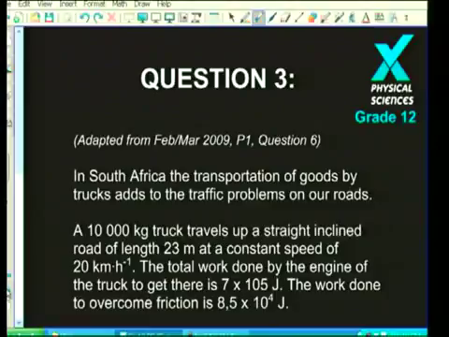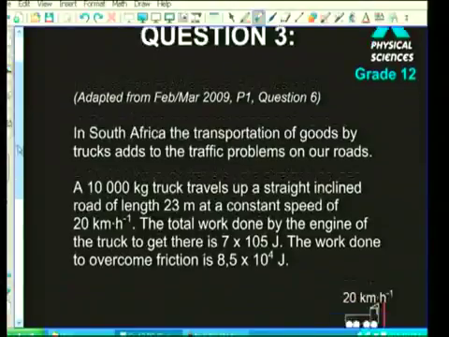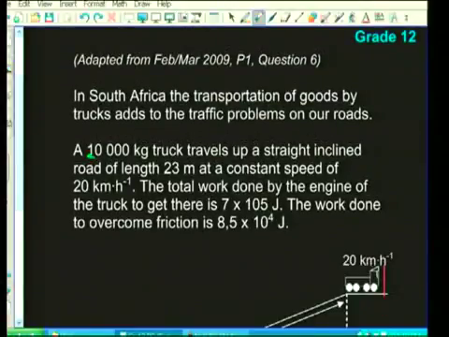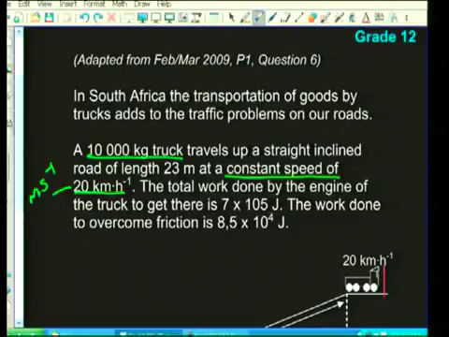It says to us, in South Africa, the transportation of goods by trucks adds to the traffic problems on our roads. A 10,000 kilogram truck travels up a straight inclined road of length 23 meters at a constant speed. That means no acceleration, of 20 kilometers per hour. And we go, hang on, wait, we can't use kilometers per hour. We're probably going to have to change that to meters per second just now, so we'll leave it.